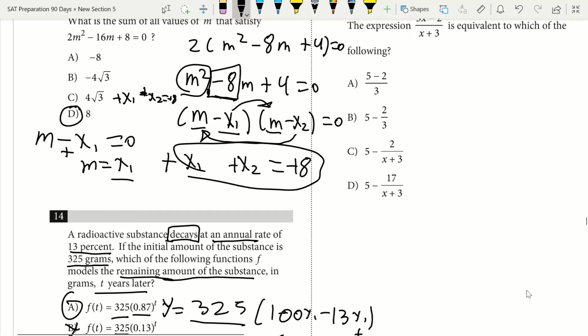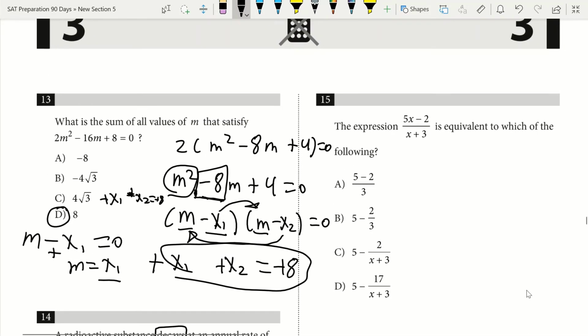All right, question 15. This expression up here is equivalent to which of the following? So how you're going to set this up is you're going to do x plus 3 there, and then in your division box you're going to have that 5x minus 2. What times x plus 3 gives me 5x minus 2? Well, the first thing we have to do is 5x, so we have 5 times x.